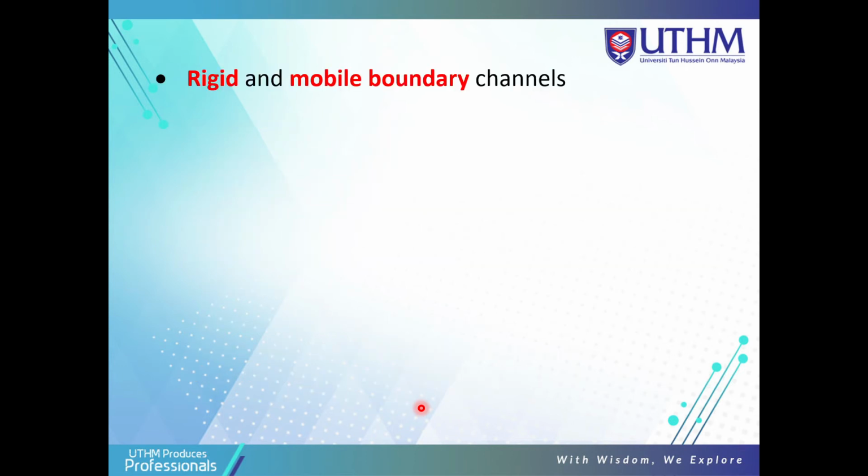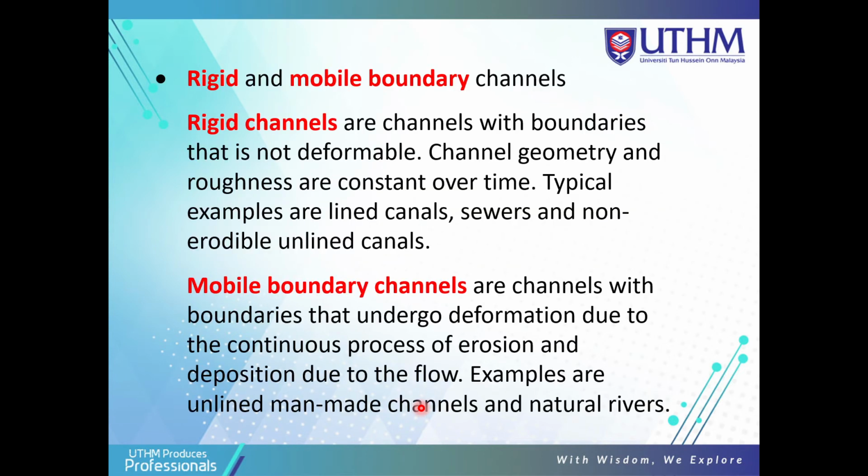Now look at rigid and mobile boundary channels. Rigid channels are channels with boundaries that are not deformable. Channel geometry and roughness are constant over time. Mobile boundary channels are channels with boundaries that undergo deformation due to the continuous process of erosion and deposition due to the flow. Examples of rigid channels are lined channels, sewers, and non-erodible unlined channels.